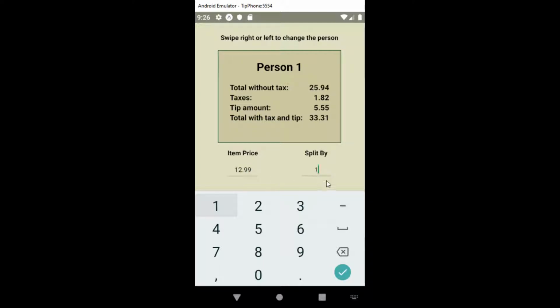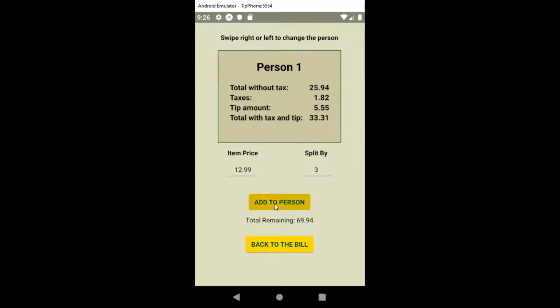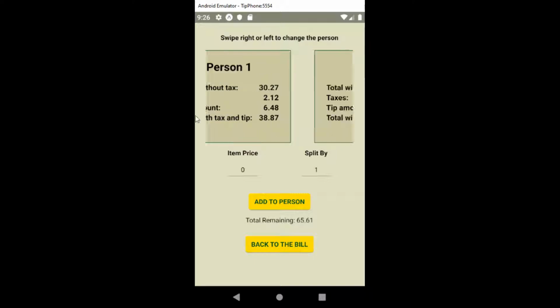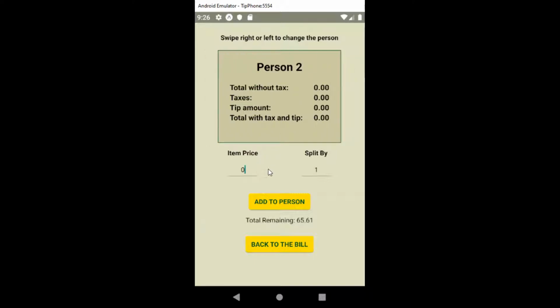So here I'm going to split this 3 ways. This is the person that did not have the dessert. So this becomes their total bill, $30.27 for food, taxes, with a tip of $6.48. Their grand total would be $38.87. So I'm going to swipe left again. We'll go to person 2.